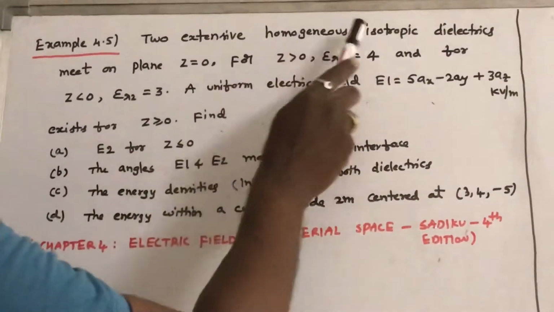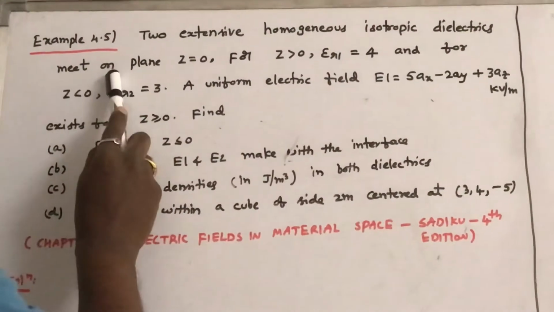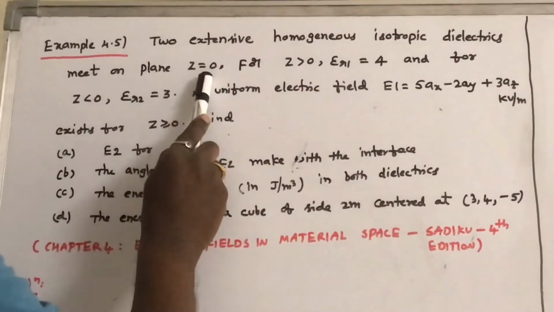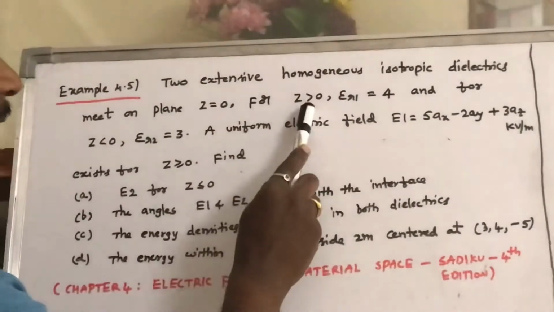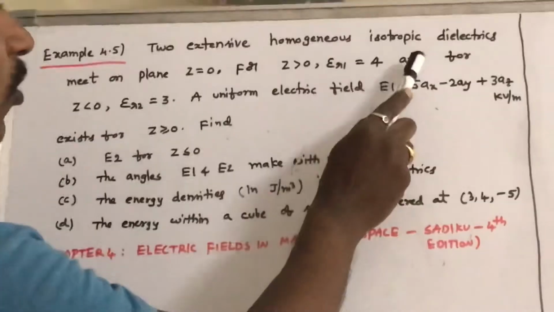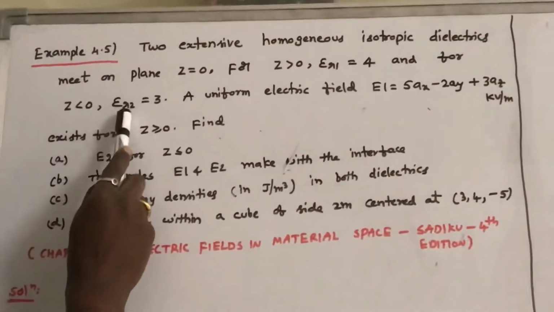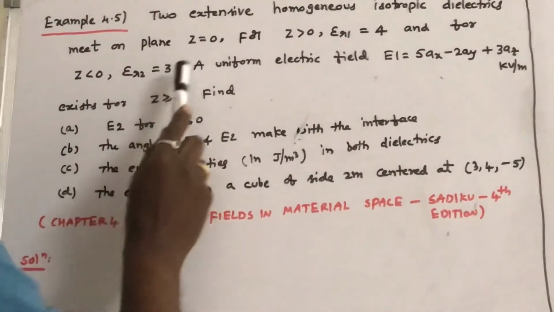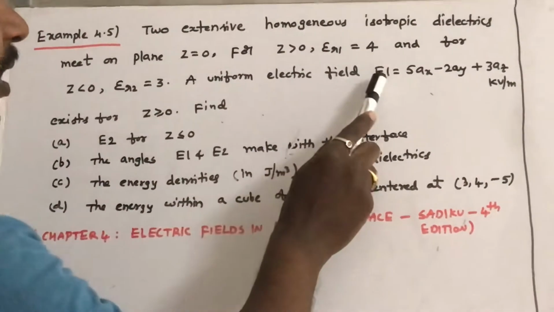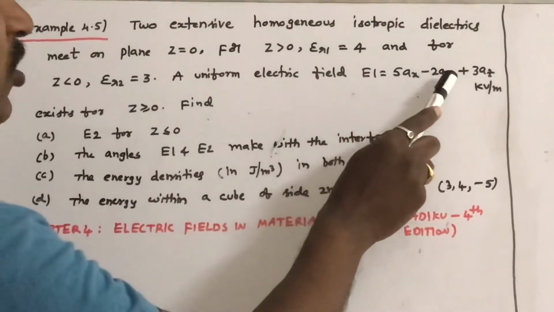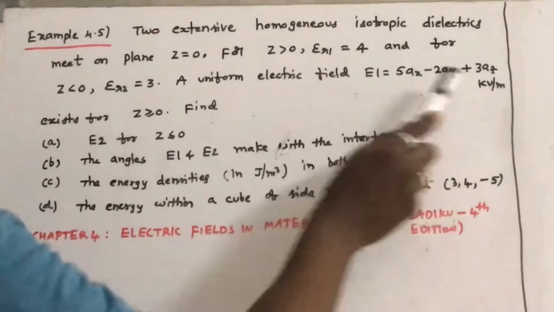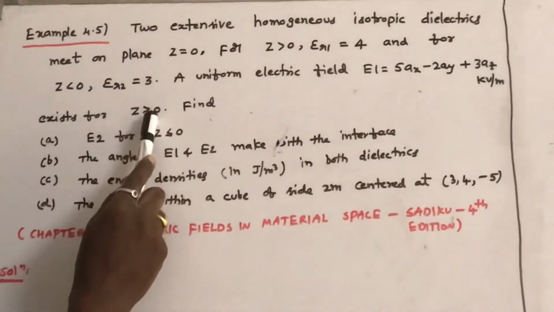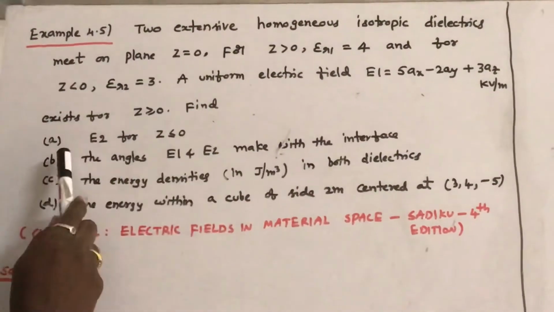Two extensive homogeneous isotropic dielectrics meet on the plane z equals 0. For z greater than 0, epsilon r1 is equal to 4, and for z less than 0, epsilon r2 is equal to 3. A uniform electric field E1 equals 5ax minus 2ay plus 3az kilovolt per meter exists for z greater than 0. Find what is asked.